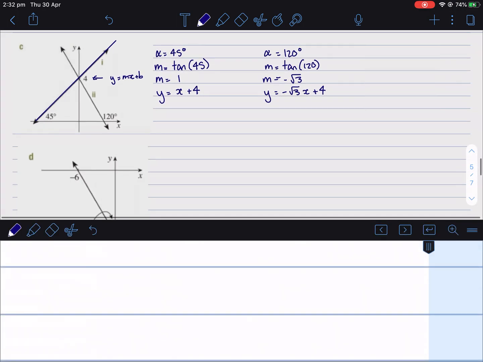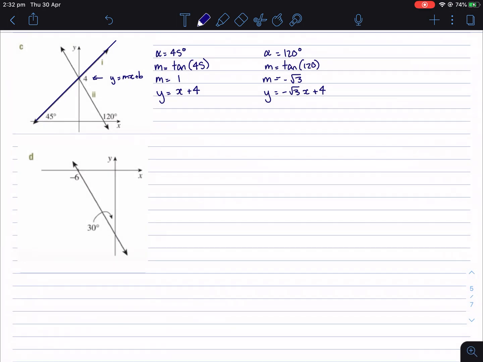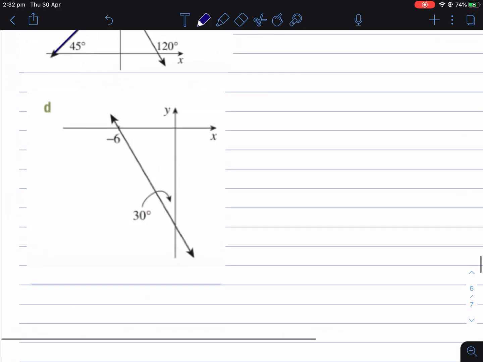Here I don't know the y-intercept, I know the x-intercept, so it's not going to be as easy. So we have alpha equals, I don't know if that's the angle I want though. Don't I want this whole angle? So if that's 30, then this would be 60 and this would be 120.